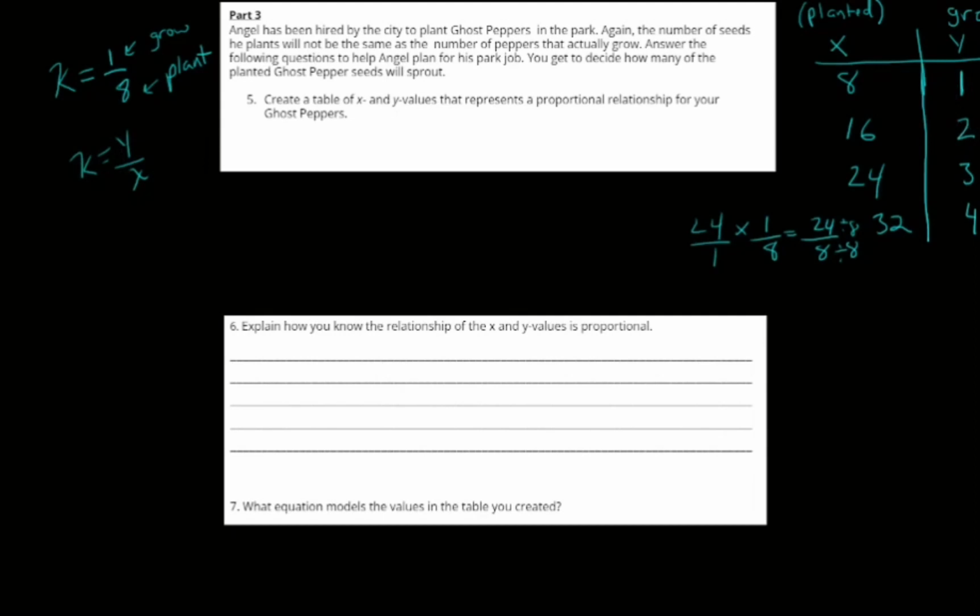This one's 2 over 16. But what do you think that probably simplifies to? Divide by 2, divide by 2. 1 over 8. 3 divided by 24. Divide both by 3, you're going to get 1/8. 4 divided by 32. Divide the bottom and top by 4. Again, you get 1/8. So here's how we can answer this problem.